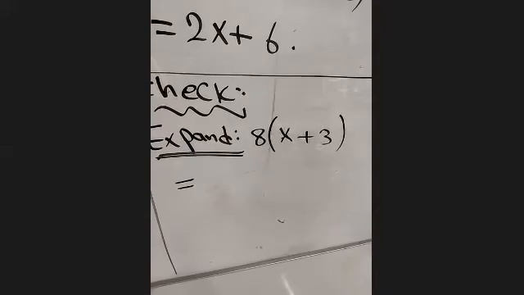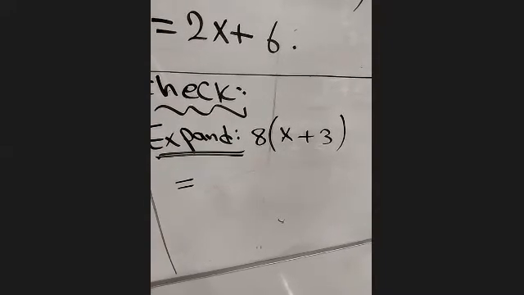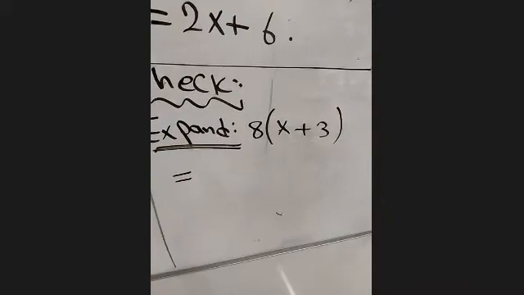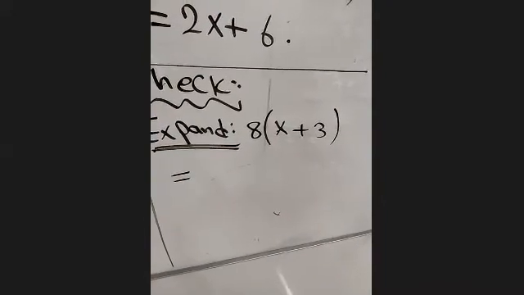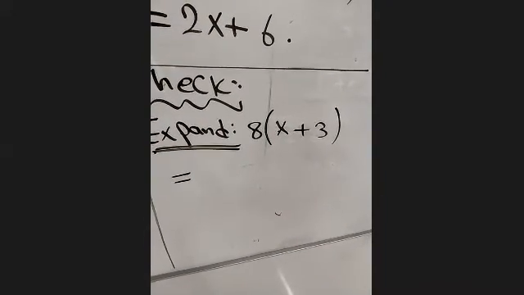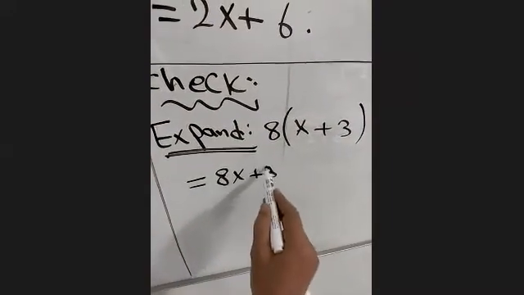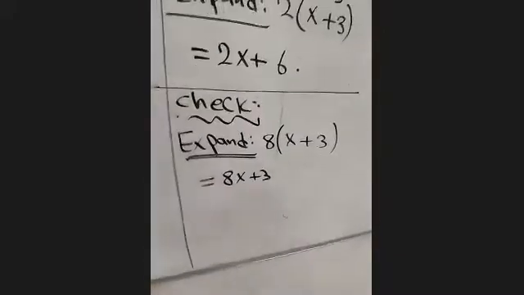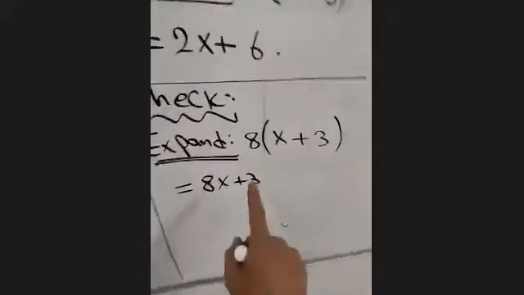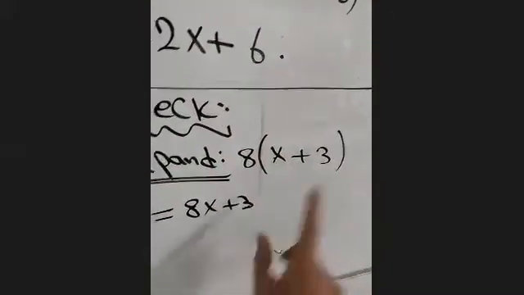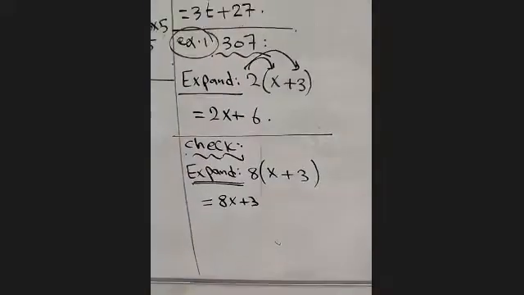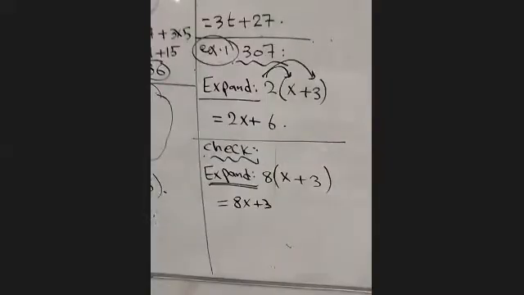x plus 3. What do I write? 8x plus 3. 8x plus 3. Excellent, Mu'ad. Stay with me. Mu'ad said 8 multiply x, 8x plus 3.